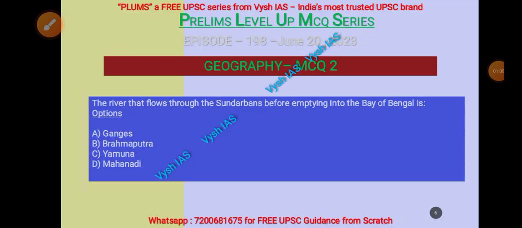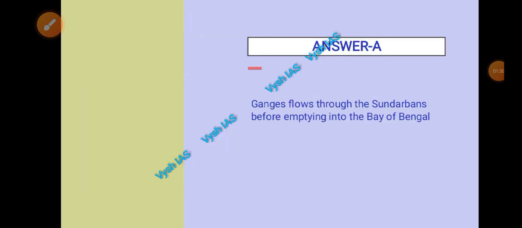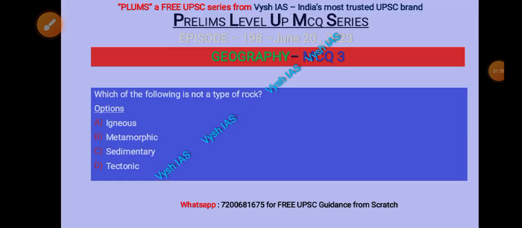Second MCQ: the river that flows through the Sundarbans before emptying into the Bay of Bengal is... Very easy question, guys. Those who know a bit of geography will answer this. Options are A Ganges, B Brahmaputra, C Yamuna, D Mahanadi. Let us see the answer. The answer is A, Ganges. It flows through the Sundarbans and then empties into the Bay of Bengal.